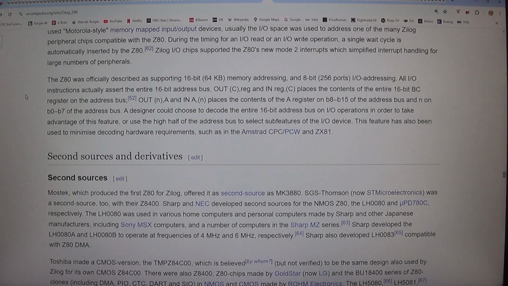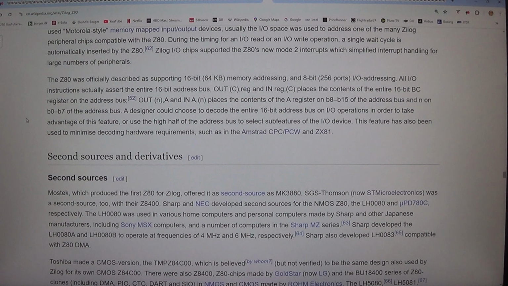OUT (C),reg and IN reg,(C) place the contents of the entire 16-bit BC register on the address bus. OUT (N),A and IN A,(N) place the contents of the A register on bits 8 to 15 of the address bus and N on bits 0 to 7 of the address bus.